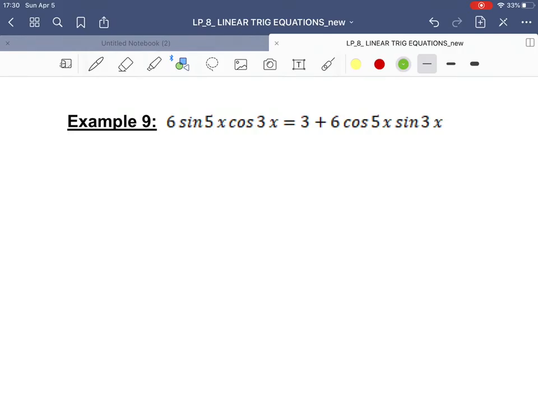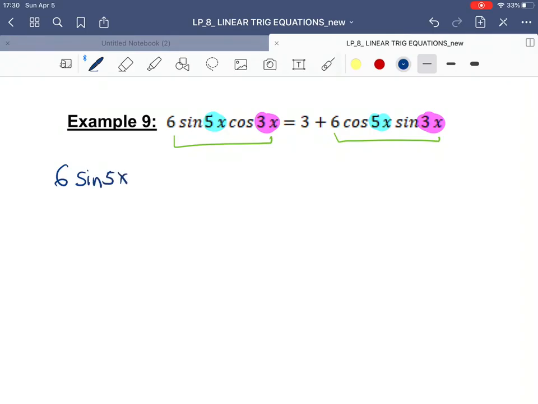6 sine 5x cos 3x equals 3, 6 cos 5x sine 3x. So you probably noticed that we have an alternation of the angles 5x and 3x repeating in 2 terms. And we have 5x right here, and 5x here, and 3x in here, and 3x in there. So that's some good news. What we're going to do is bring these 2 terms closer to each other so that we can have an idea what to do with them, or what to do about them. So here we go again.